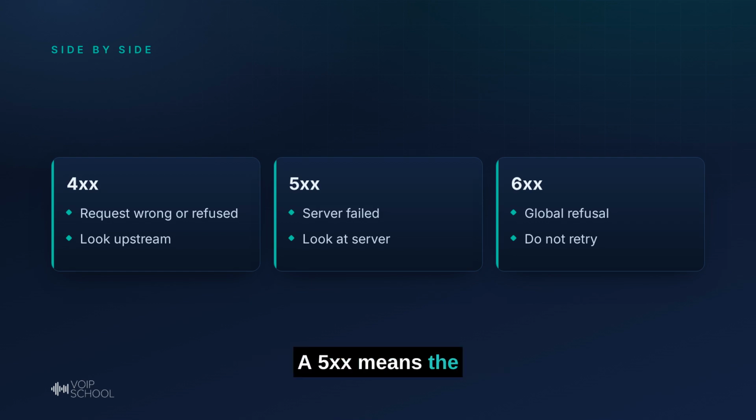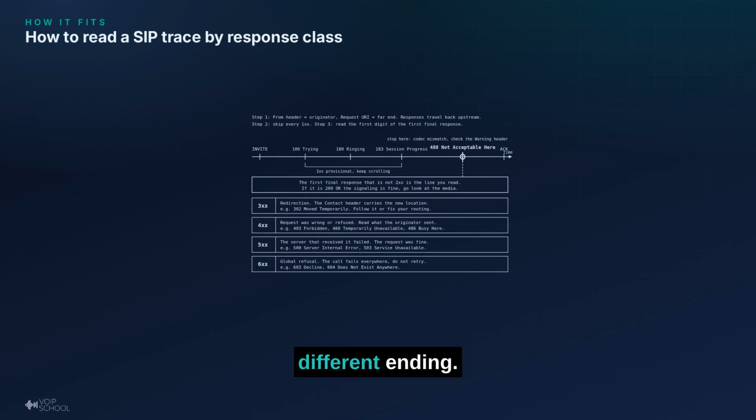A 5XX means the far-end server failed. Look at the server that sent it. A 6XX means global refusal. Do not retry anywhere.